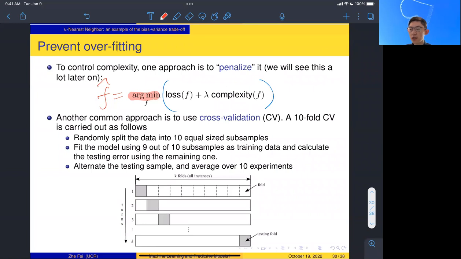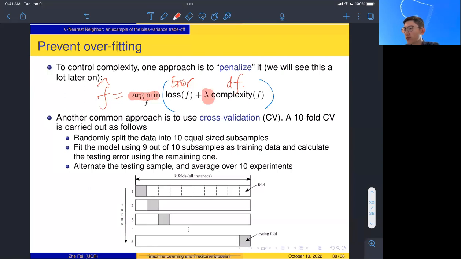This is quite abstract, but to give you an example, the loss is typically our prediction error. You can think of the error, for example, between our f and the truth. We use the same notation here, but one example of the loss is the mean square error. For example, when we fit a linear model, mean square error is a type of loss, and the example for complexity is simply the degrees of freedom that measures the complexity of f. That's one example.